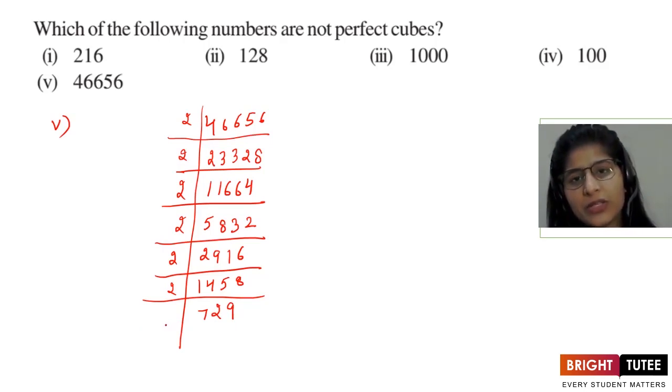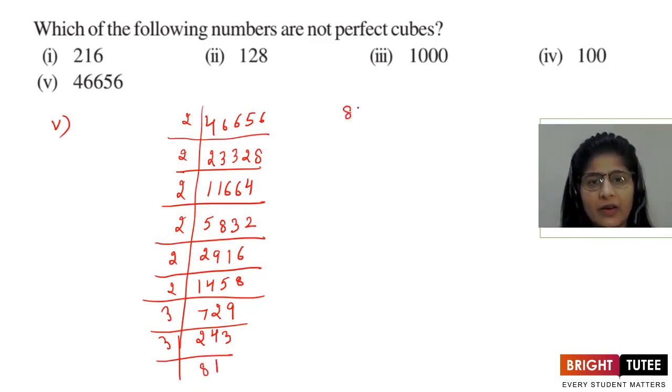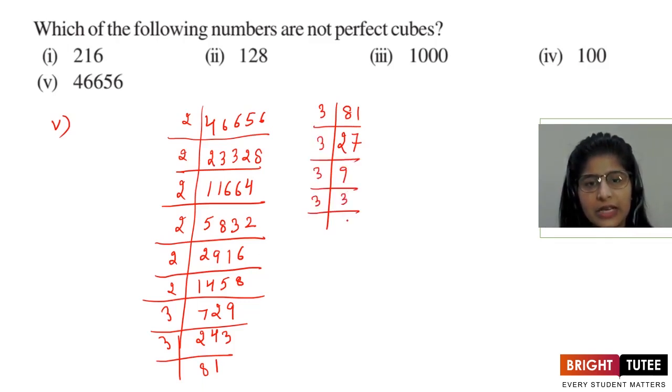Will it be divisible by 2? Yes, it will be divisible by 3, not with 2. So with 3, 3 2s are 6, 3 4s are 12, and 3 3s are 9. Again with 3 we can divide. 3 8s are 24, 3 1s are 3. Let's divide now 81. So you'll get 3 2s are 6 and 3 7s are 21. 3 9s are 27. 3 3s are 9 and 3 1s are 3.